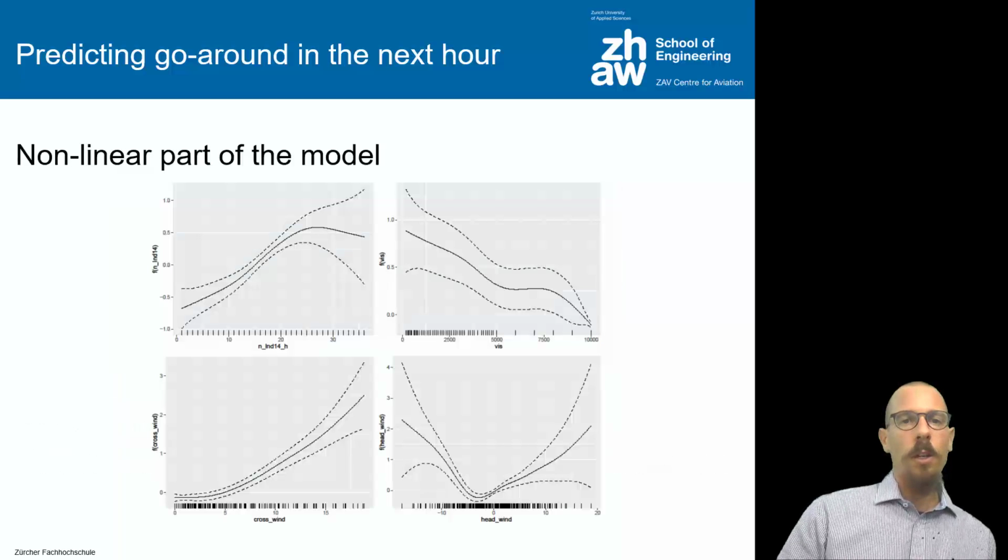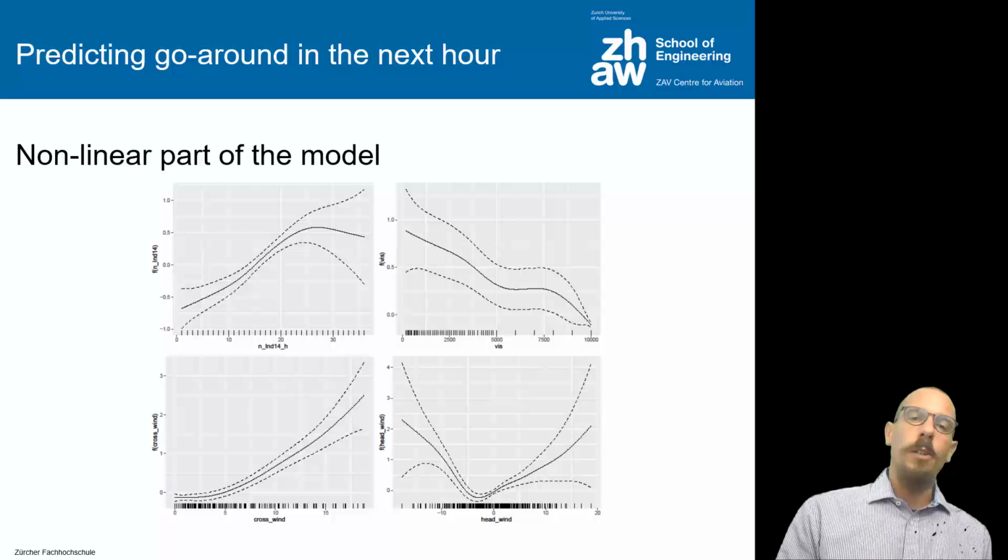Also, what's very interesting with the generalized additive model is that we can model nonlinear effects. Here are the fitted smooth functions for the nonlinear part. If we take the plot on the bottom right, you can see a clearly nonlinear relationship between headwind and go-around probability. Up to a slightly negative headwind, meaning tailwind, the probability of having a go-around actually decreases, and then sharply increases after about 5 knots. So if you have more than 5 knots of tailwind, your probability of having a go-around increases sharply.